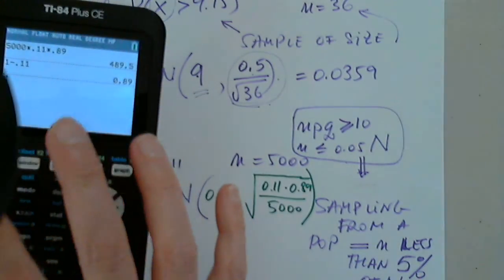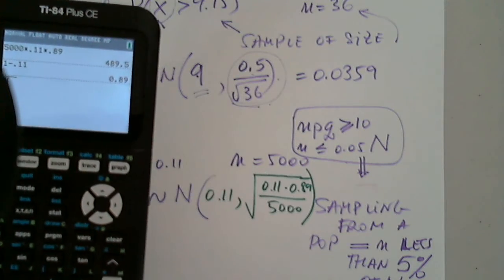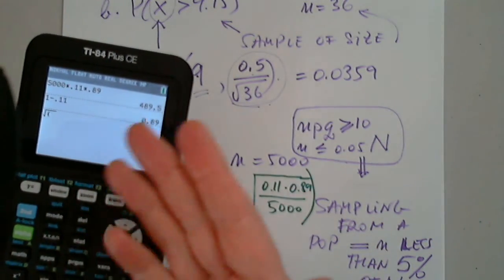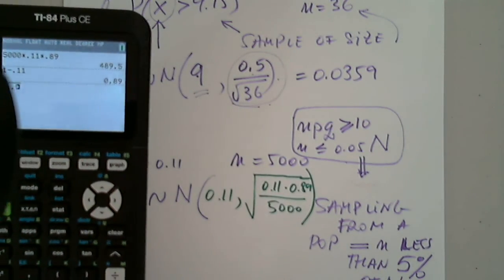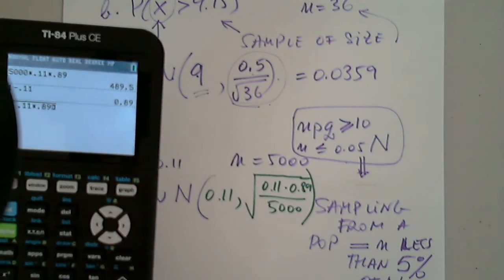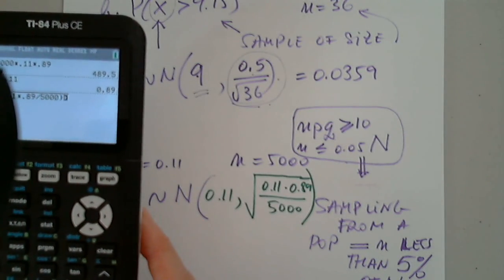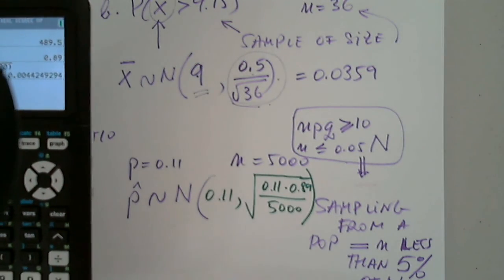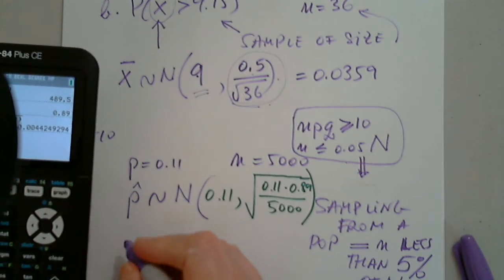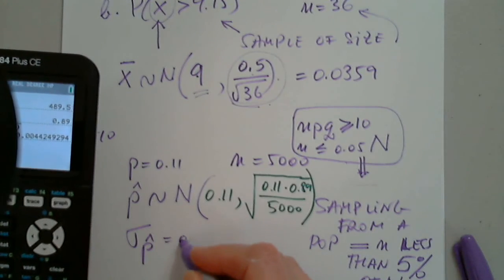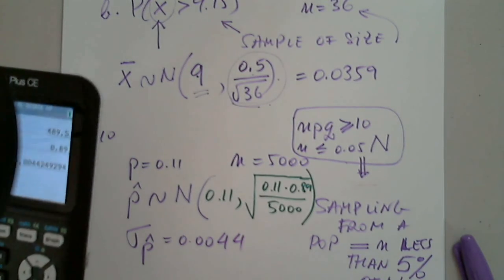So careful. The square root, I always put parentheses because I don't know what type of calculator you have. Some calculators don't need that anymore. So 0.11 times 0.89 and divide by 5,000, then close the parenthesis and press enter. And I got that sigma for p hat, this number, is 0.0044.